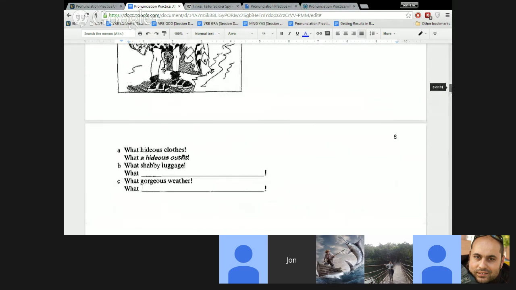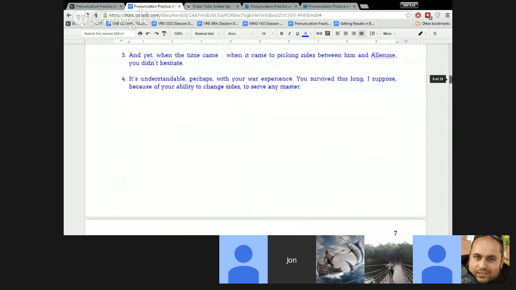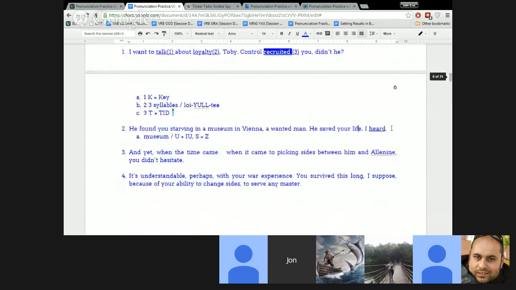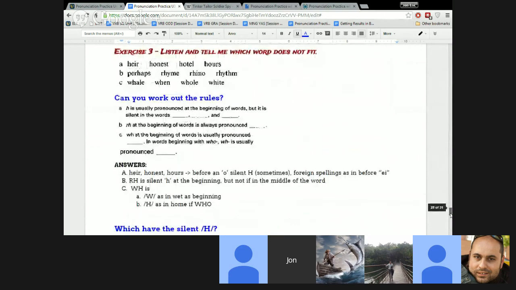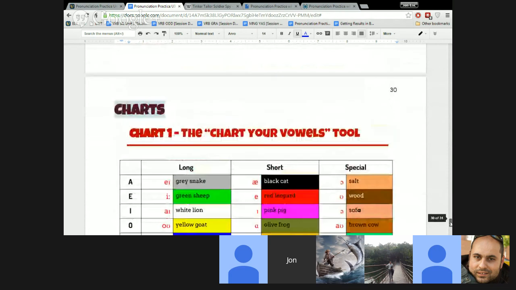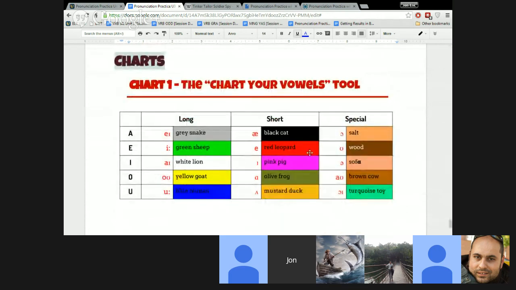Let's go back. Let me see it again. I forgot it. Ah, yes. He saved your life, I heard. Let's pick this word and see if we can find it in the chart. Okay, so let's go back here. Which animal on page 30, or which word matches? What do you think, Della? What do you think is the closest one? This one is not that easy, but give it a try. What do you think is the closest vowel here in the chart? The closest one.